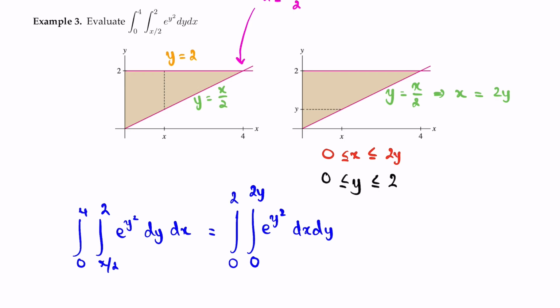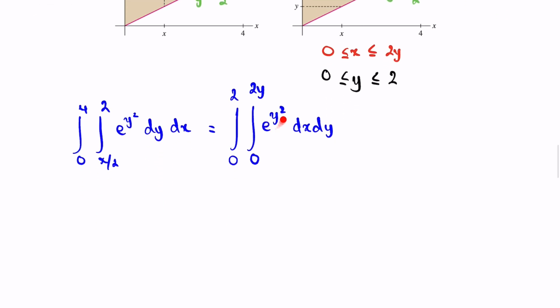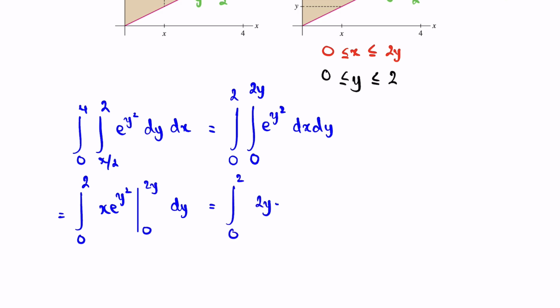Now, evaluating this inner integral is getting a lot easier because you evaluate the function with respect to x, therefore y is a constant, y squared is a constant, and therefore e to the y squared is also a constant. So the antiderivative of this function with respect to x gives you x times e to the y squared, evaluated at 0 and 2y. Then later we're going to integrate with respect to y. So you evaluate x at 2y and 0, and you have the integral from 0 to 2 of 2y times e to the y squared dy. Now for this integral, we know how to do it.